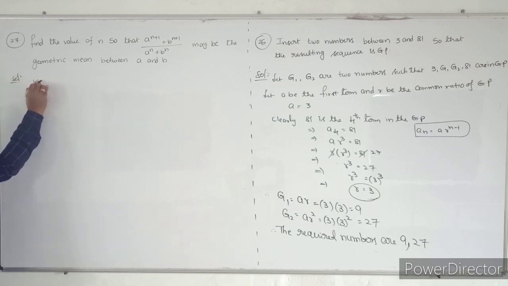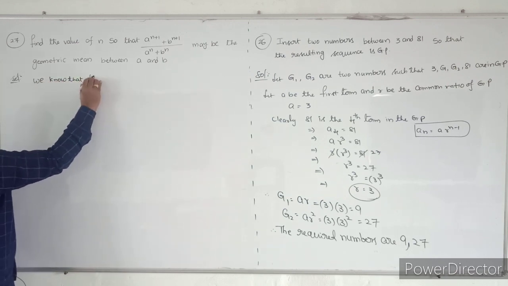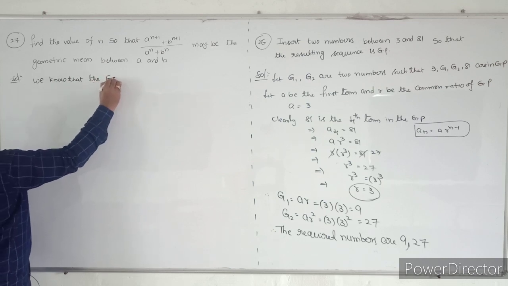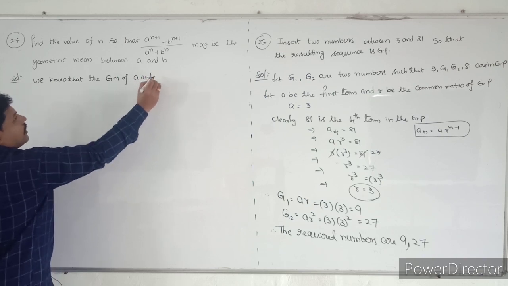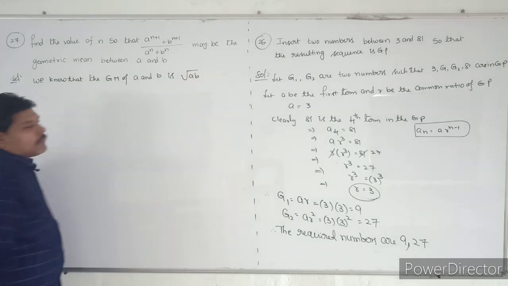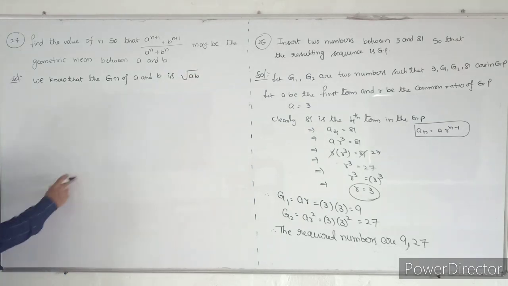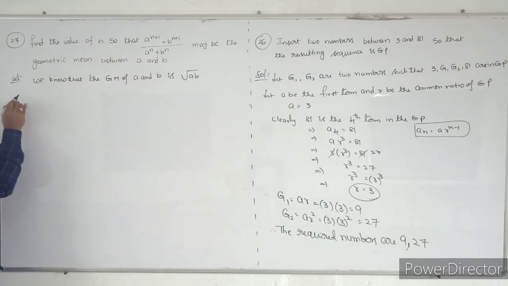We know that the geometric mean of a and b, what is that? It is square root of ab. Already this is the condition, but they are given that this is the geometric mean. Then what happens? I will take that from the given condition.